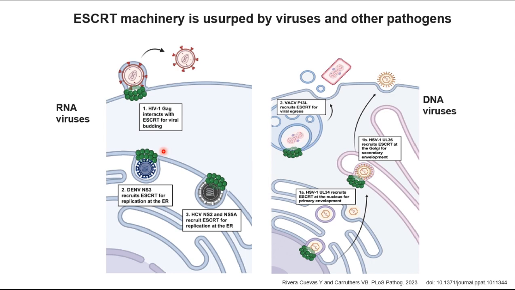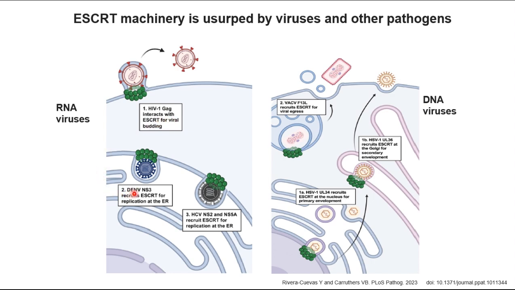Here you have some details of these kinds of events, and we are also going deeper into the structure of this complex, but basically it consists of filaments recruited in the place where the vesicle is going to pinch off towards the cytoplasm. In the case of HIV, the Gag protein interacts with some of the ESCRT complex proteins for viral budding.